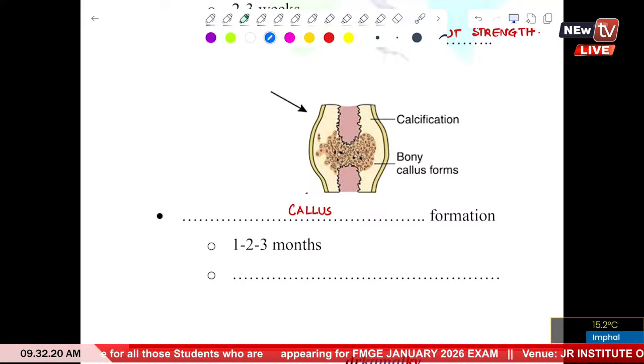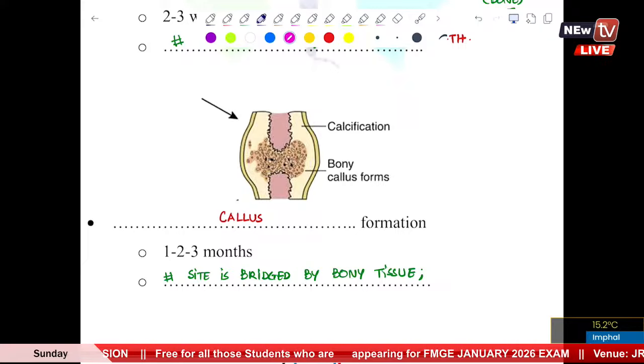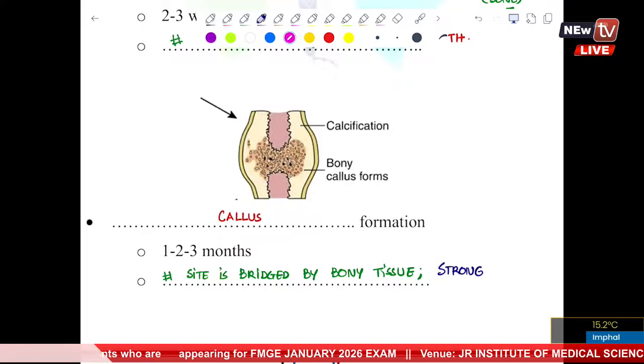Callus. So now the soft tissue bridge is replaced by a bridge which is made up of bone. Clear? So the fracture site is bridged by bony tissue, and if there is bony tissue, what about strength? Strength will be there or not? Yes, so it is strong, very good.